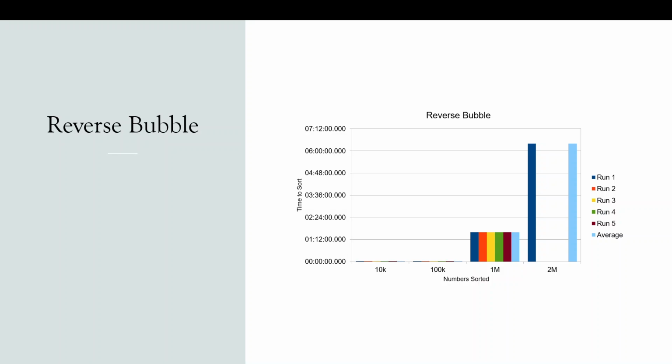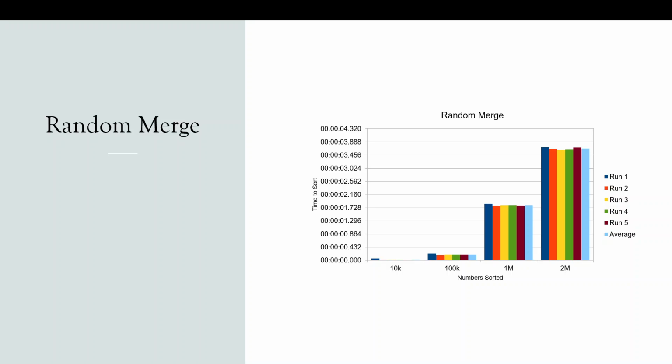Alright, so now that we know what bubble sort did, let's see what merge sort was able to do. Much better. You can immediately see how much better, right off the bat. So on average, merge sort for the random numbers, for 10,000, took 0.025 milliseconds. 100,000 took 0.186 milliseconds. 1 million took 1 second, 808 milliseconds. And 2 million took 3 seconds and 666 milliseconds.